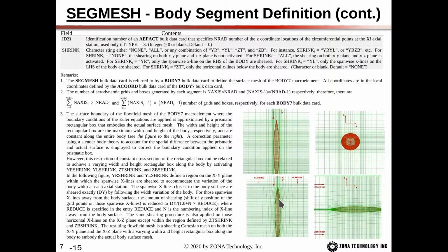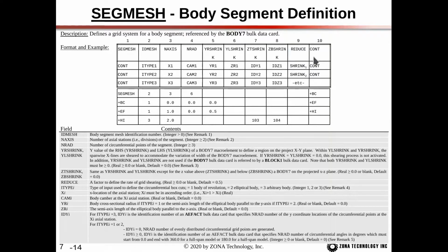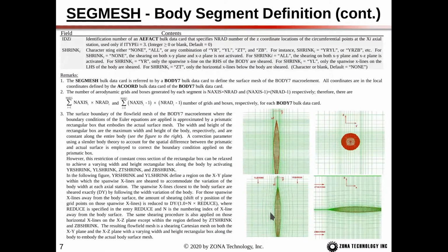However, the size of that square is changing at every axial station, so it's following the shape of the body. So that is how the shrink option works. And then lastly, if we go back to this reduce field, that controls the rate of the grid shearing. The default is 0.5, so we get a smooth shearing.